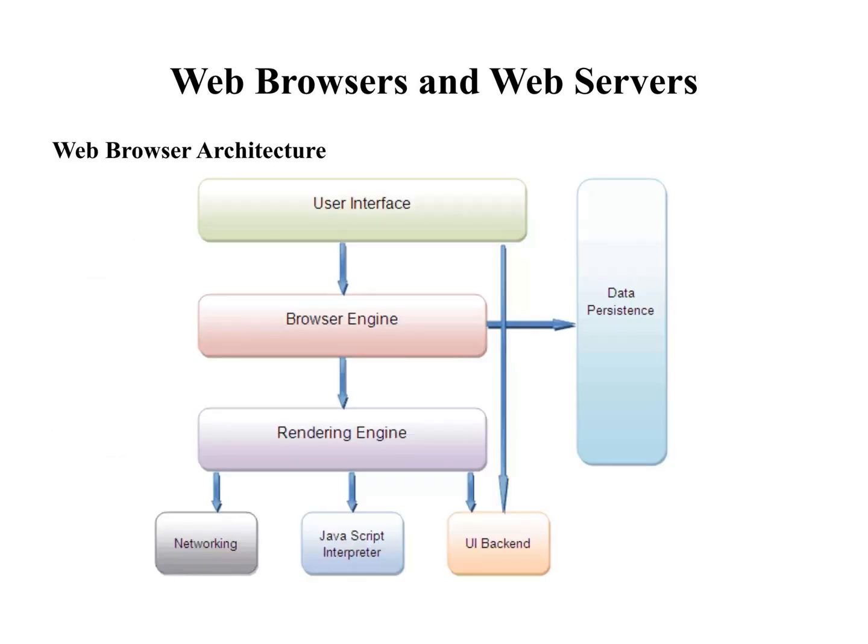Architecture of web browser. Here, the user interface is directly connected to the user interface backend. Then it is connected to the browser engine. Then the browser engine is connected to the rendering engine and data persistence. The rendering engine is connected to the networking and JavaScript interpreter. Then the user interface backend. This is the architecture of web browser.